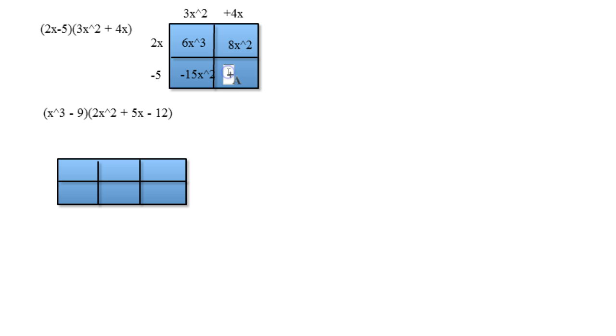Okay, and then right here the negative 5 and the 4x get me negative 20x. Then you can just rewrite everything outside. So 6x to the third plus 8x squared minus 15x squared minus 20x. You will notice that these two are like terms, so let's go ahead and add those. That's how last lesson is blending into this one. This turns into minus 7x squared minus 20x.